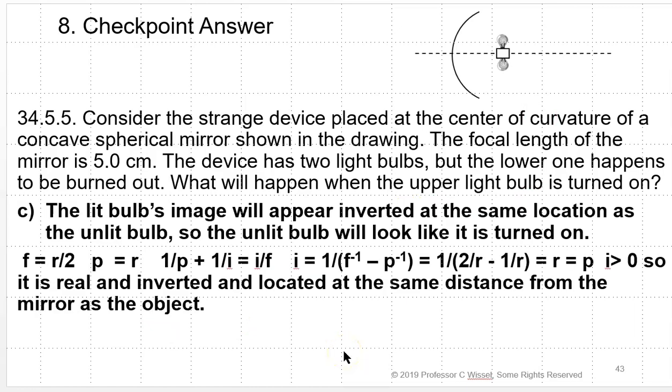Okay, actually what's going to happen is the lit bulb's image is going to appear inverted at the same location as the unlit bulb, so the unlit bulb will look like it's turned on. I guess you could use this for security or a lighthouse.